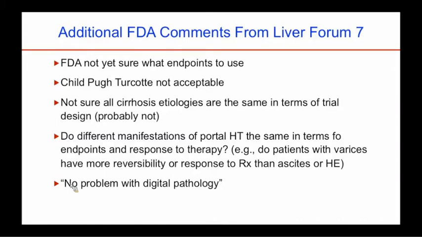So I think the one thing everybody agreed on is it would be risky to do a trial in cirrhotics where patients have different etiologies. She's also pointed out, which is of course obvious to me, Child-Pugh is not acceptable. It includes subjective measures, and so you'll never see trials where the Child-Pugh score is an endpoint.